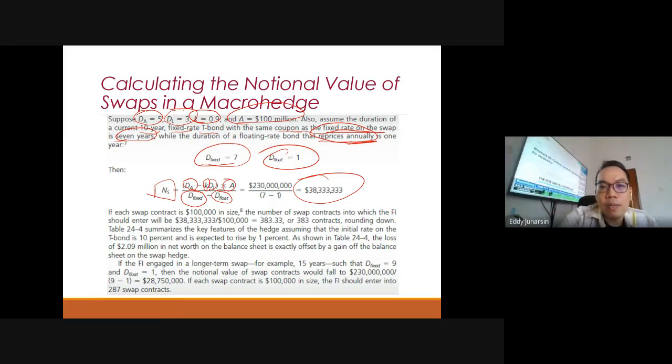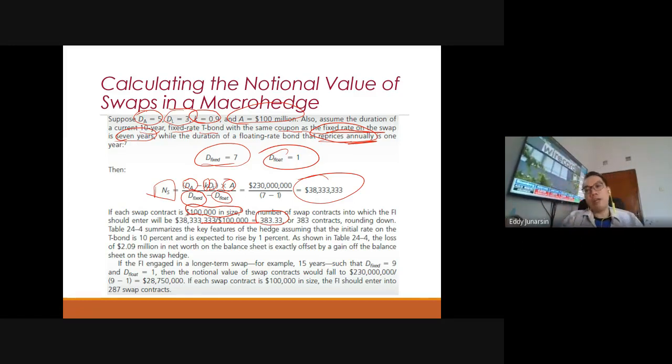So we get an estimate of notional value of 38.33 million dollars. So suppose that every swap contract is sized $100,000. Then the notional value is $38.33 million, and the contract size is $100,000. That would indicate that we need to make 383 contracts, right? Because the notional value required is $38.33 million, and each contract size is 100,000. So we'll have to make 383 contracts.